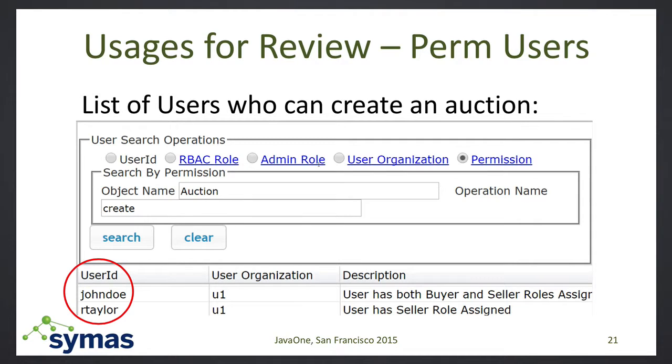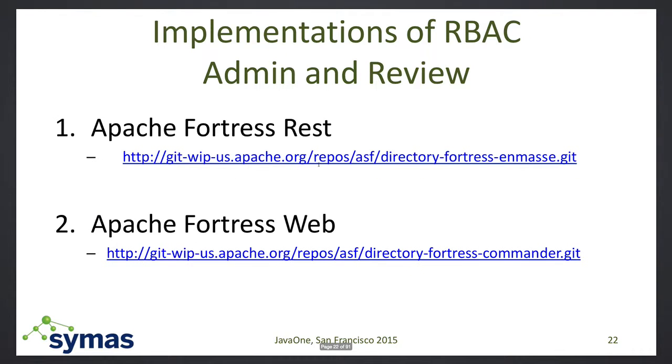Obviously, these APIs would be well driven via a user interface. Here we can see a screenshot of the Fortress Web, where it's doing a use case that we are going to examine later, which is given a permission with an object name of auction and an operation name of create, return the users that have been assigned, and you can see John Doe and R. Taylor's in the set returned. Implementations of RBAC admin and review, we have Apache Fortress REST and Apache Fortress Web.